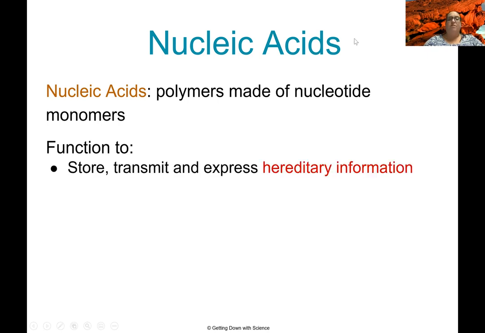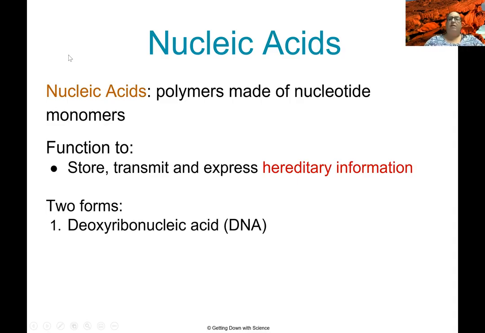The function of our nucleic acids is to store, transmit, and express hereditary information. So this is all about our genes, all about that genetic information that tells us what we are and how we're made and all of that. So we have two key forms of nucleic acids: our deoxyribonucleic acid, known as DNA, and our ribonucleic acid, known as RNA.